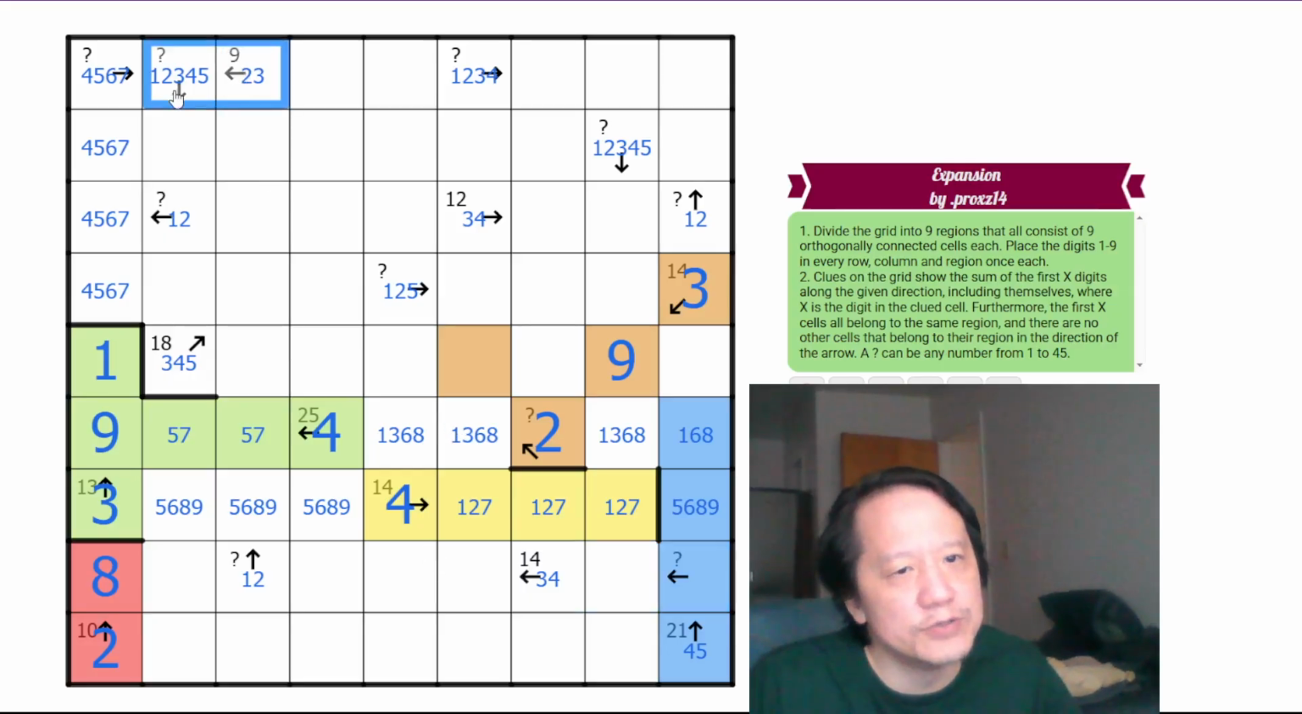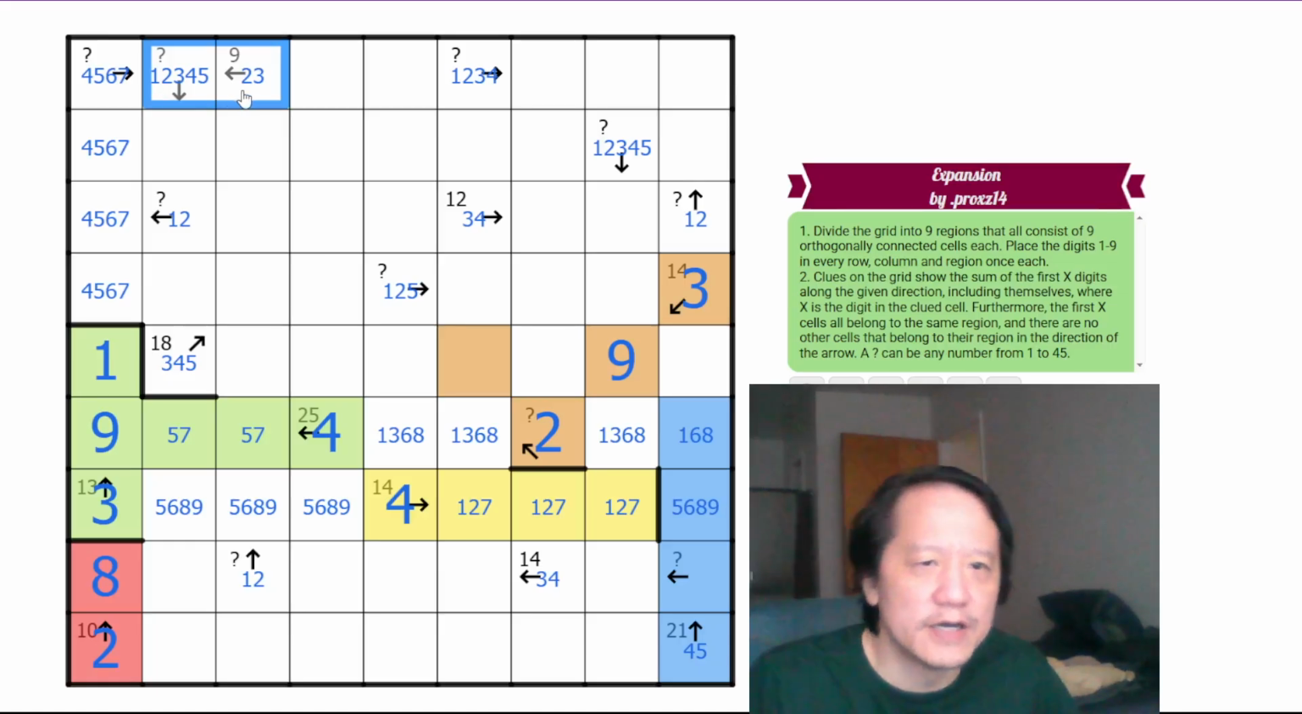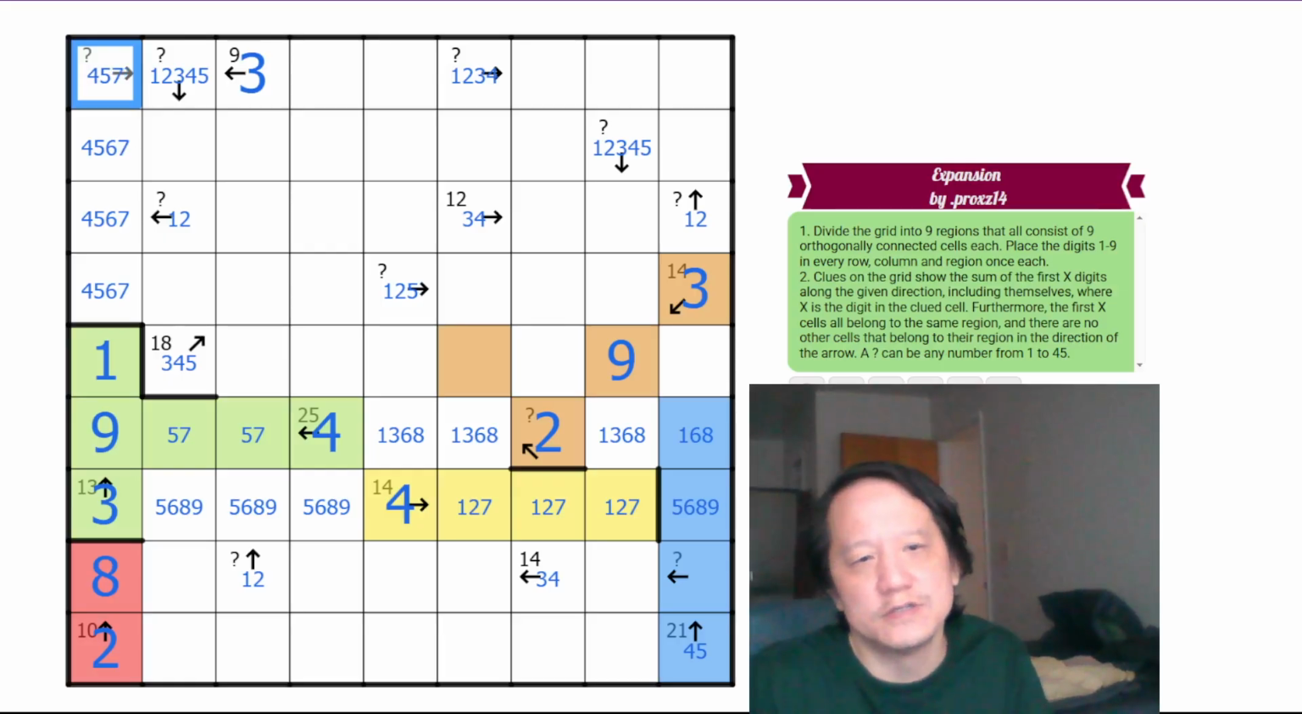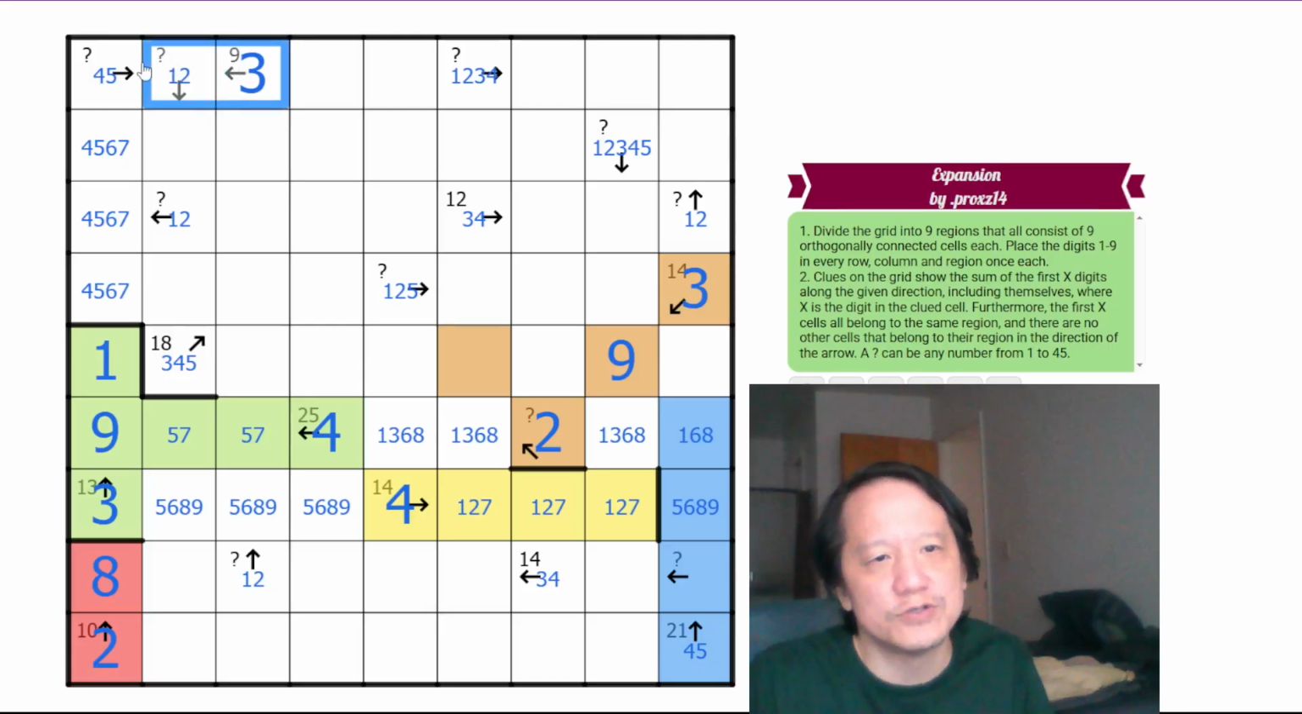It cannot be 2 digits this way. If it's 2 digits, the problem is that 2 plus this digit is never going to add up to 9. So this has to be 3 here. So we have to have 3, and these 2 digits must add up to 9. So this is 4 or 5 here, and this must be 1 or 2. So these are all part of the same region. This must extend to there.